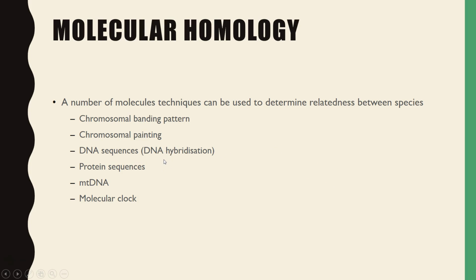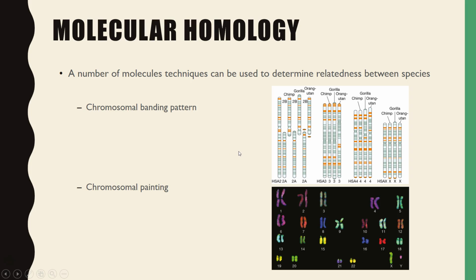So the number of techniques or molecular tools that can be used to determine relatedness between species are as follows, and we're going to be looking at those today. The first of which is chromosome banding pattern. So this is using chromosomes. They're stained with a certain stain and they reveal specific banding patterns. That's because the stain binds to certain regions of the chromosome which are rich in, say, G and C regions, guanine and cytosine regions.